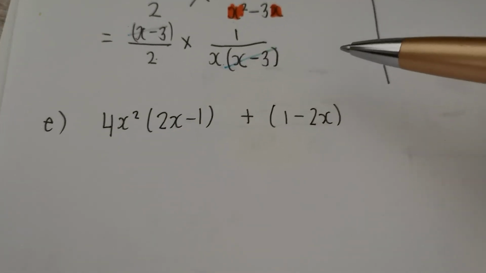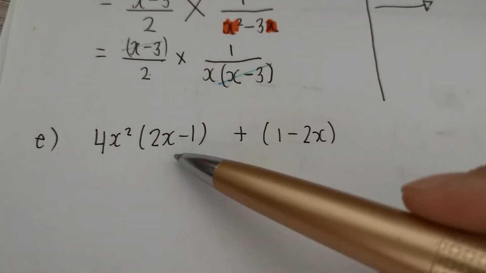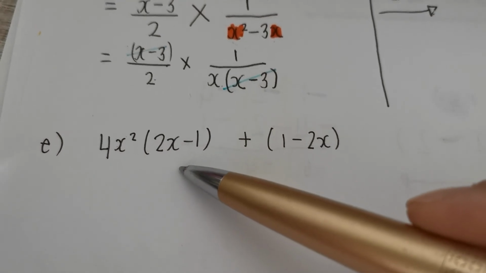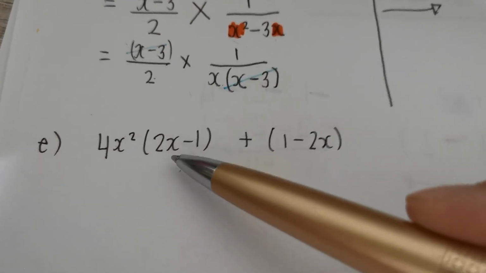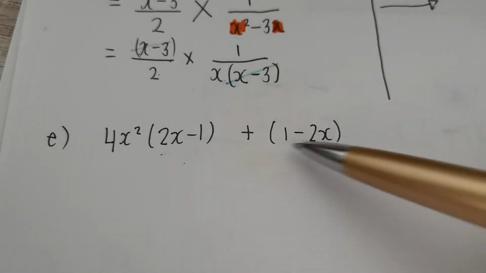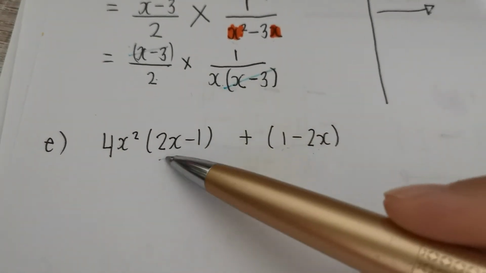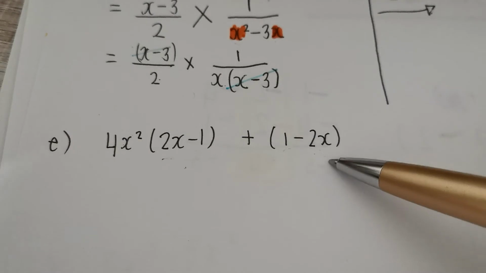This one over here, trick question, okay? Can you see, and I did this in class with you guys, where in the bracket, we take out a negative, okay? So can you see this bracket is almost the same as this bracket over here. Just this one goes 2x minus 1, this one goes 1 minus 2x.